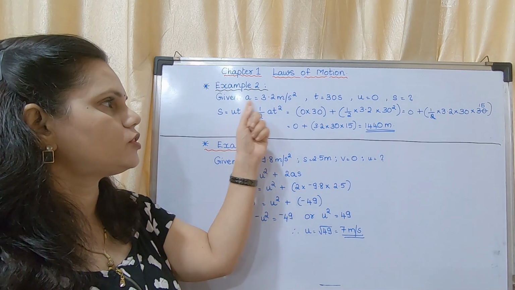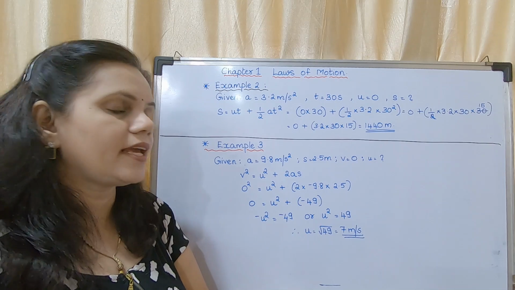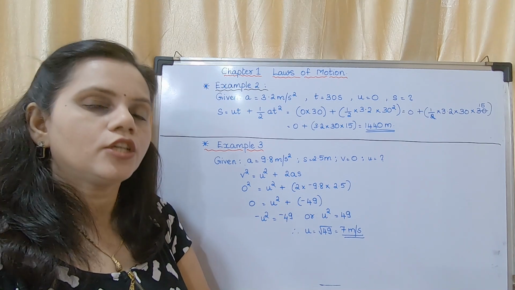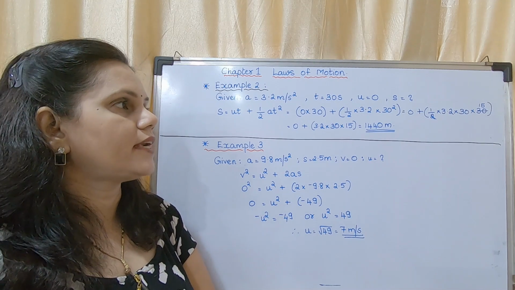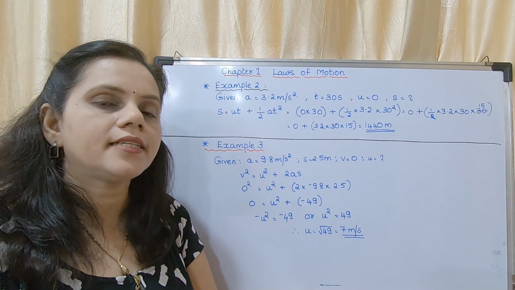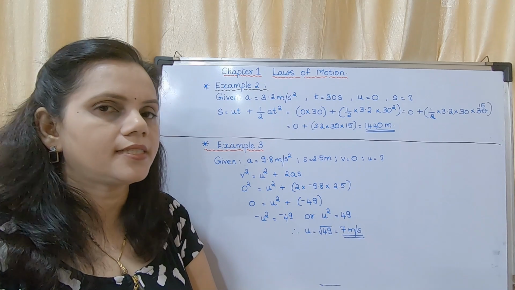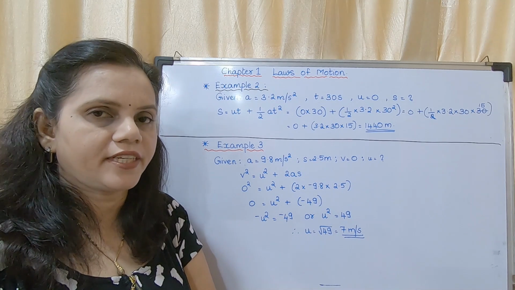First of all, you have to see what has been given. So, you may see here A is given, T is given, U is given, and you have to find out S. There are two equations to find out S. Either the second equation or the third equation. What is the second equation? It is S is equal to UT plus half AT square.